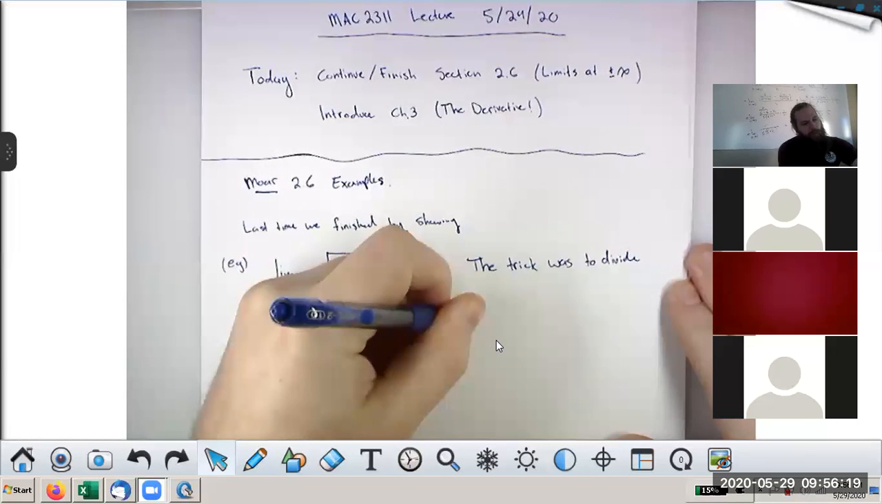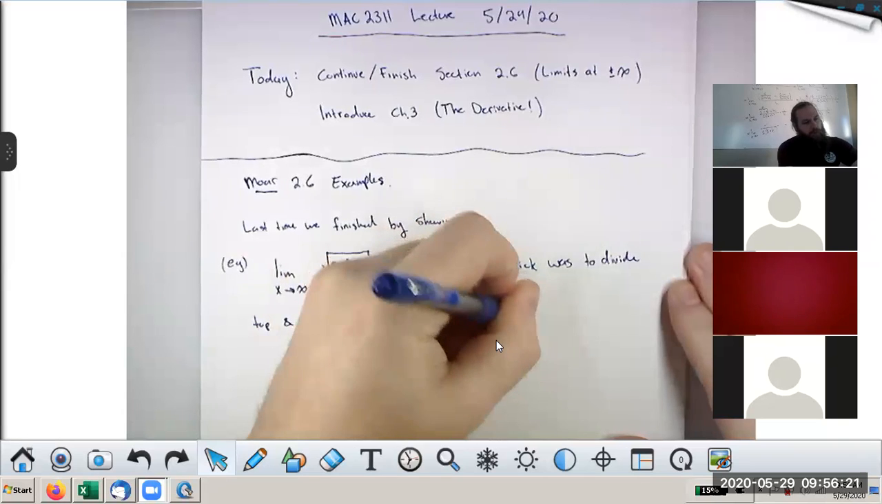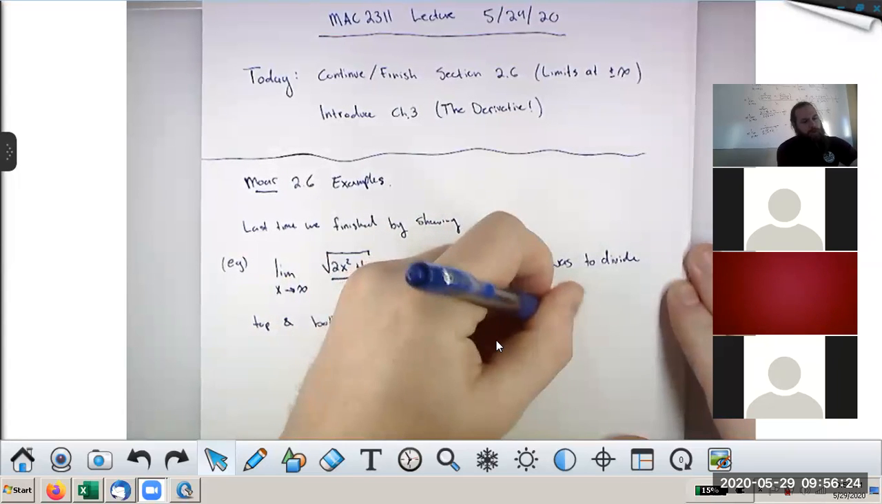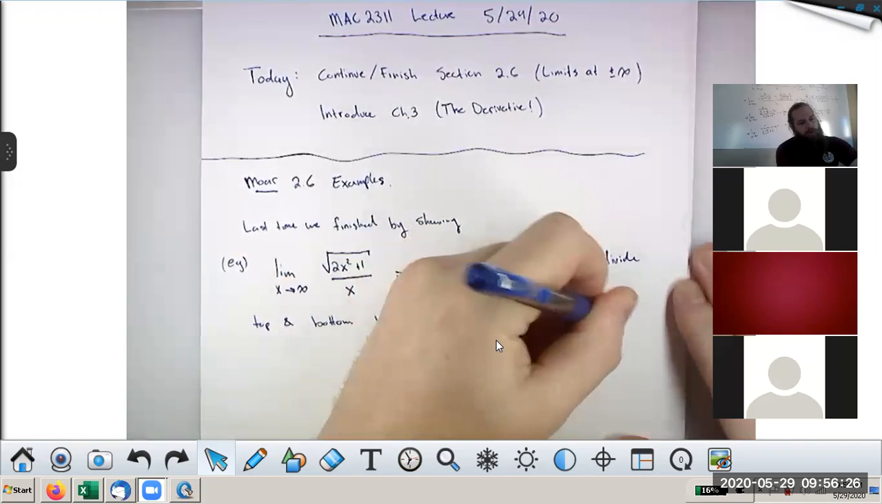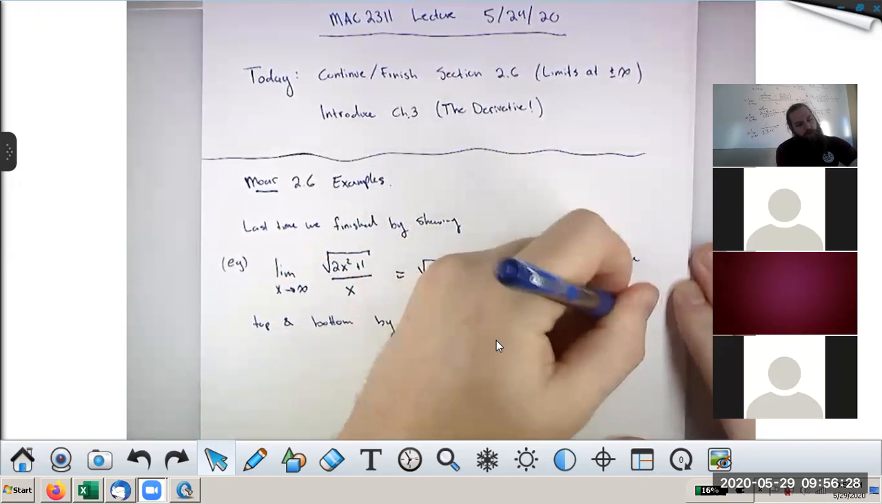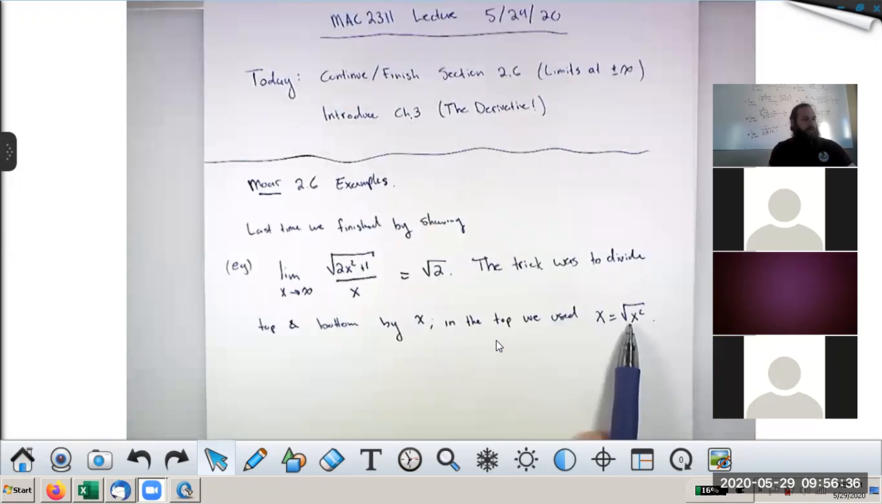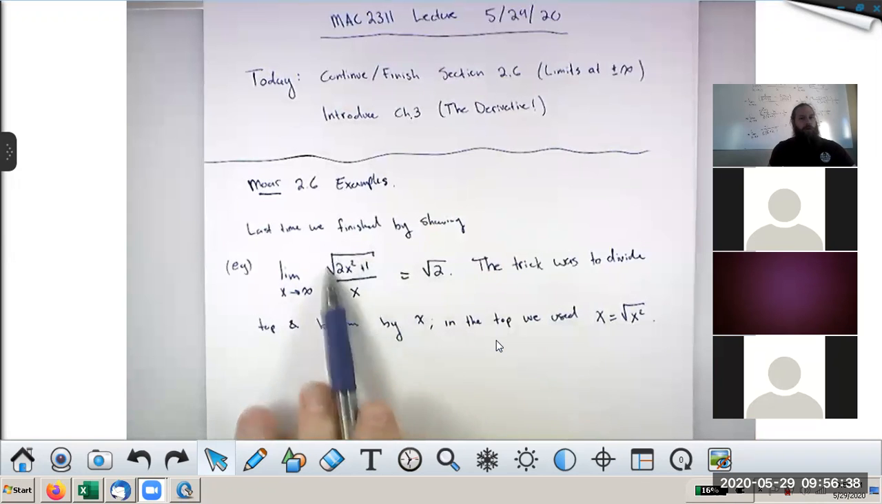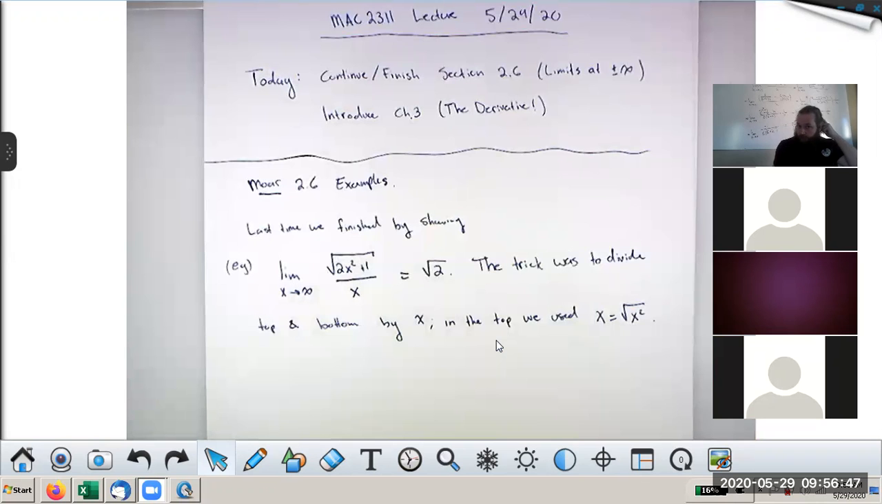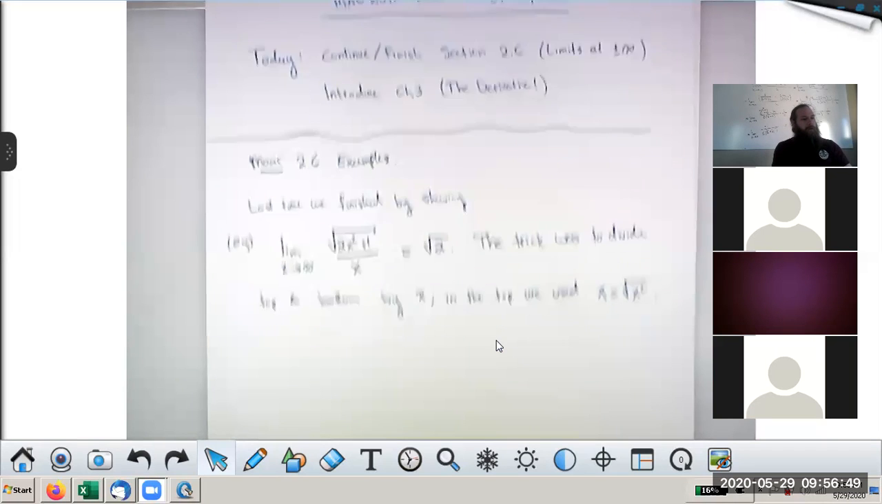In the top, we used x equals the square root of x squared. So I divided top and bottom by x, and then in the top, when I divided by x, I rewrote the x as the square root of x squared so that I could combine it with the square root symbol here. And that's what allowed me to combine all of my like terms and kind of cancel out the highest order term from the top and the bottom in order to get the value of the limit out.